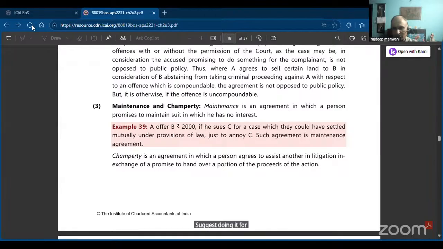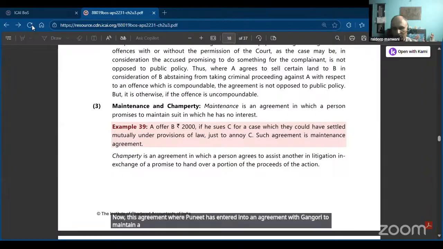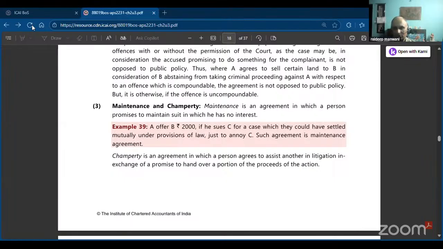Now, this agreement where Puneet has entered into an agreement with Gangotri to maintain a suit against Dhanush, in which he is not interested, is called a maintenance agreement. What is it called? A maintenance agreement, and all maintenance agreements are null and void.